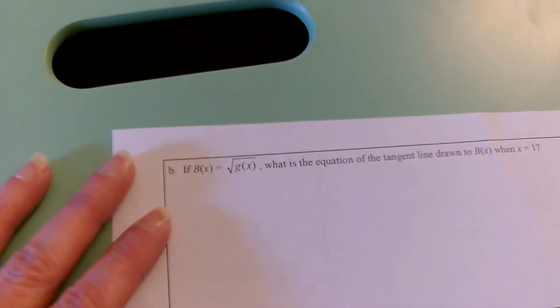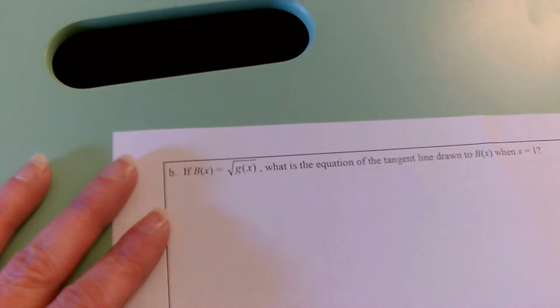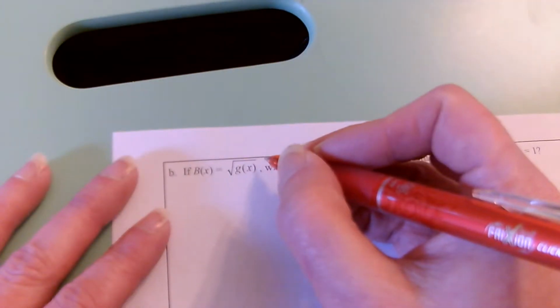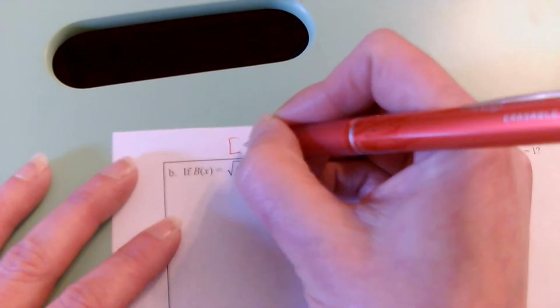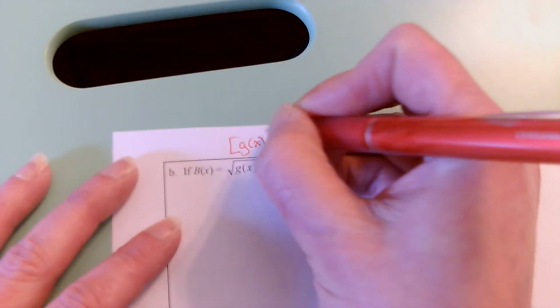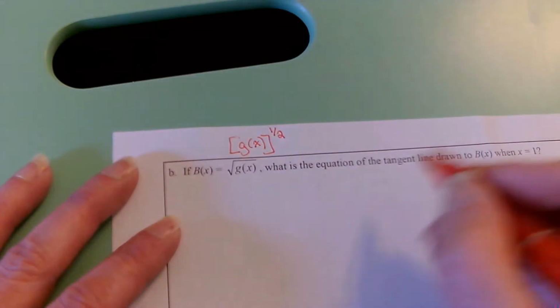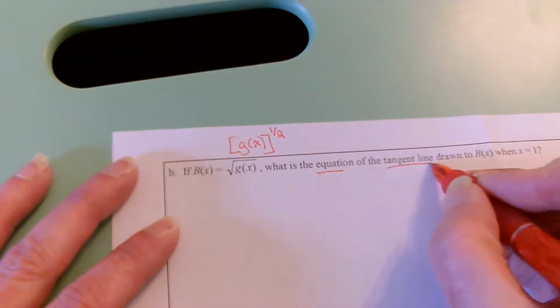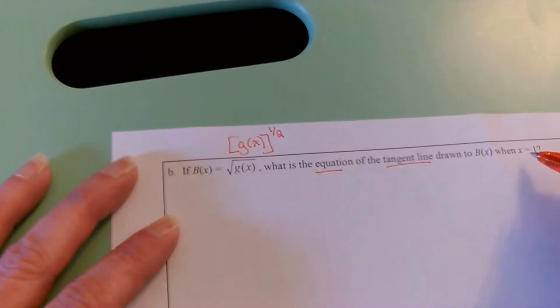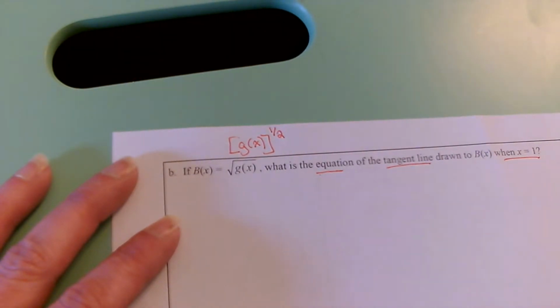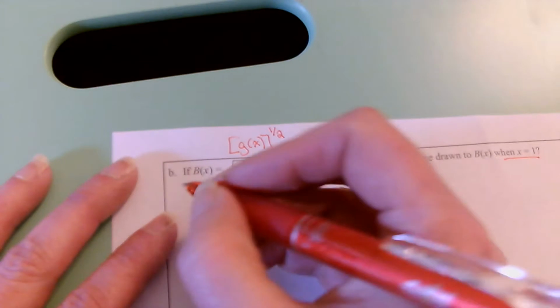All right, so b of x equals the square root of g of x. So that's really g of x to the 1/2. And we're asked about the equation of the tangent line when x is 1. Okay, equation of the tangent line. I need to find the derivative.